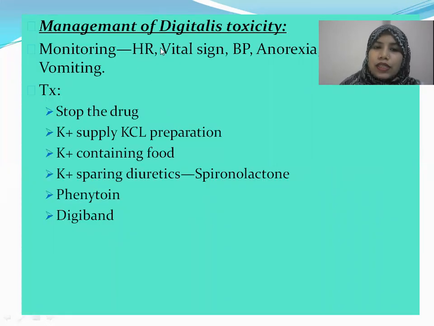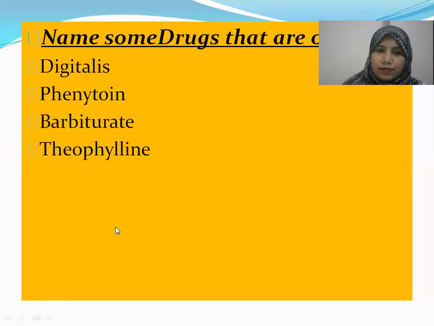Now, how will you treat a case of digitalis toxicity? At first, you have to monitor the vital signs like heart rate, blood pressure, and also the clinical symptoms like anorexia, nausea, vomiting of the patient. If you see that the patient is going to develop digitalis toxicity, then you should stop the drug. And give potassium supplementation by potassium chloride preparation. Potassium containing food also improves the condition, like banana, coconut water, etc. Potassium sparing diuretics like spironolactone. Phenytoin is also used to improve the condition.